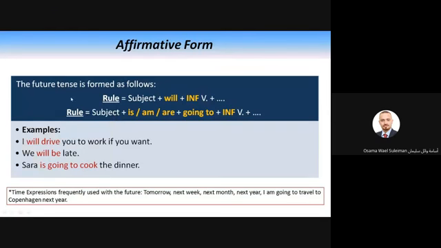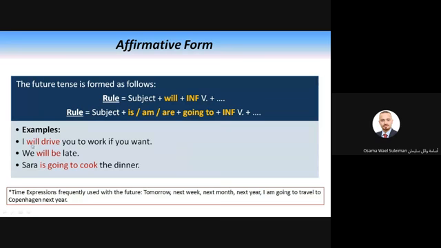The future tense is formed as follows. The rule of the affirmative we will not repeat: will plus infinitive. With going to we will have subject plus is, am, are plus going to plus infinitive. Okay.